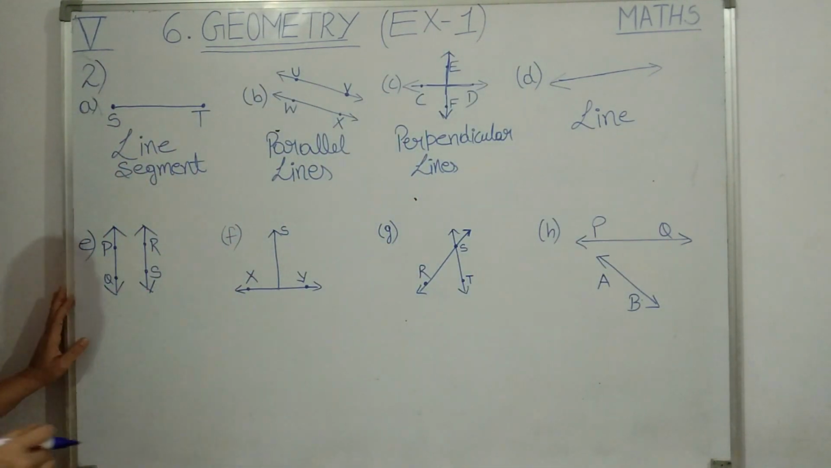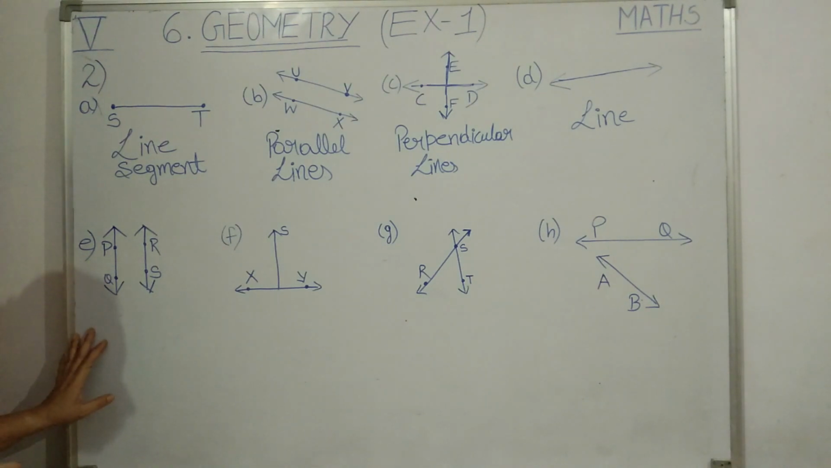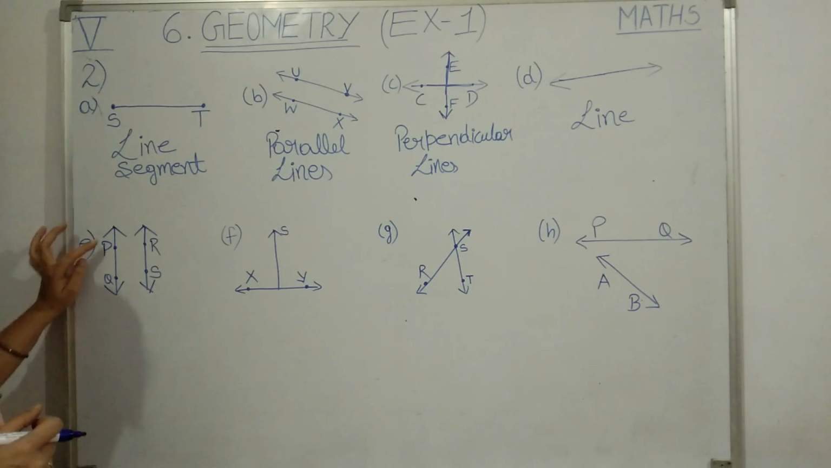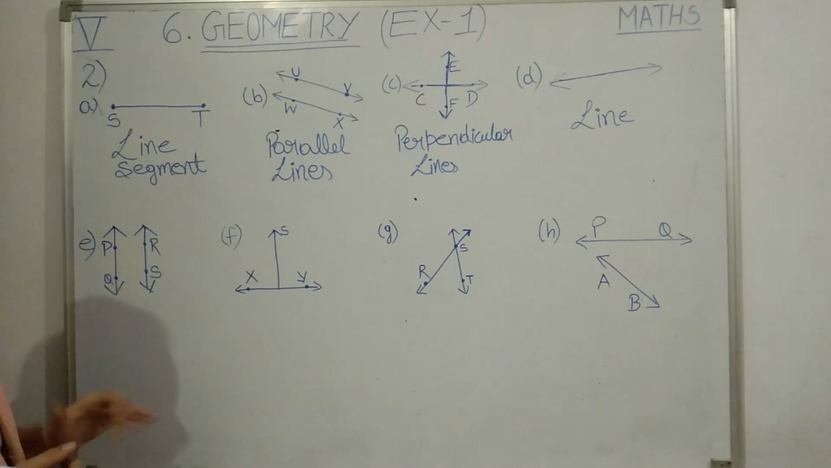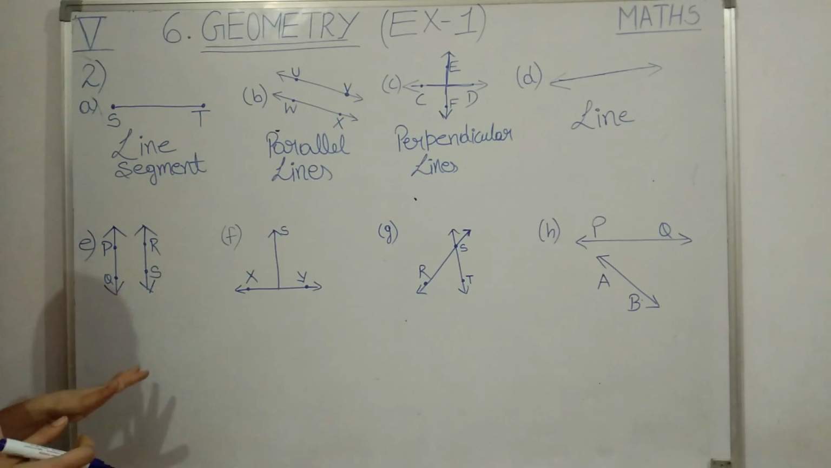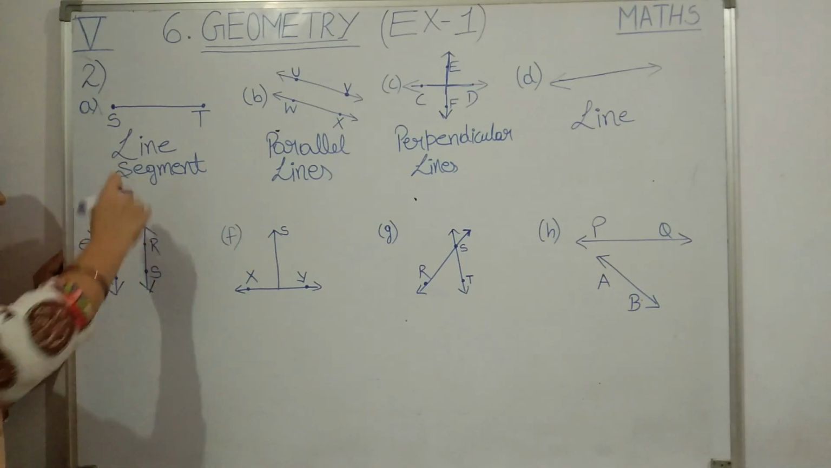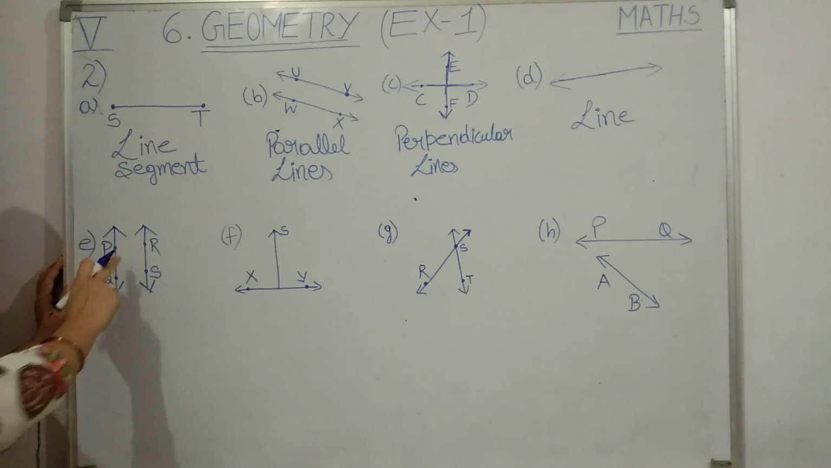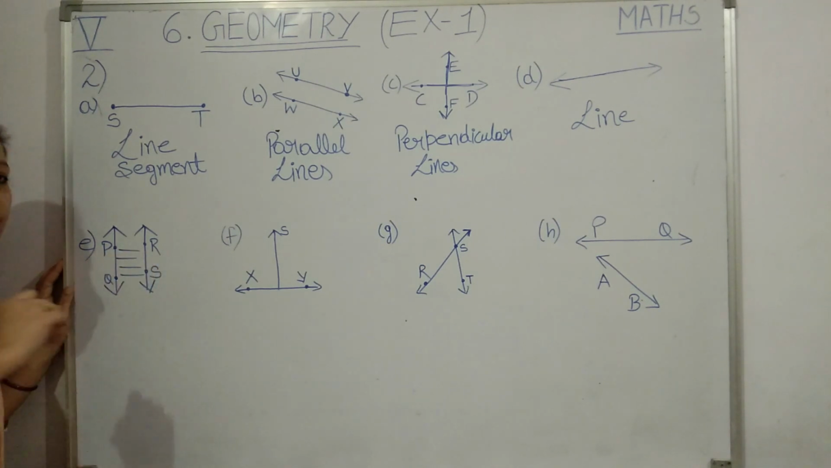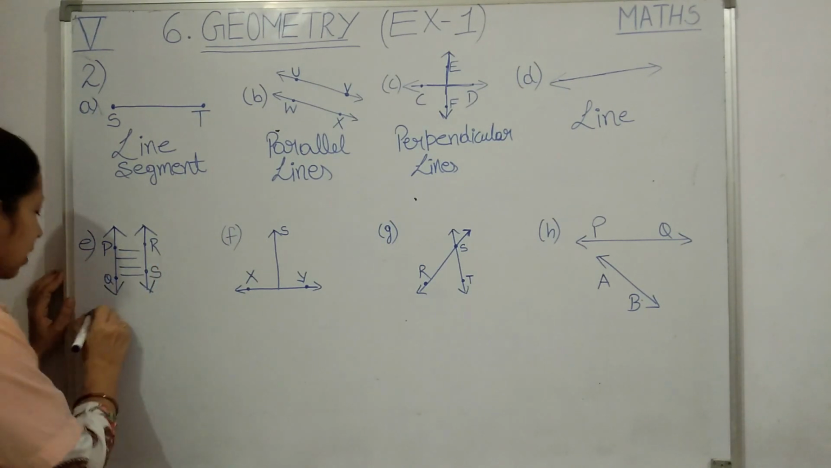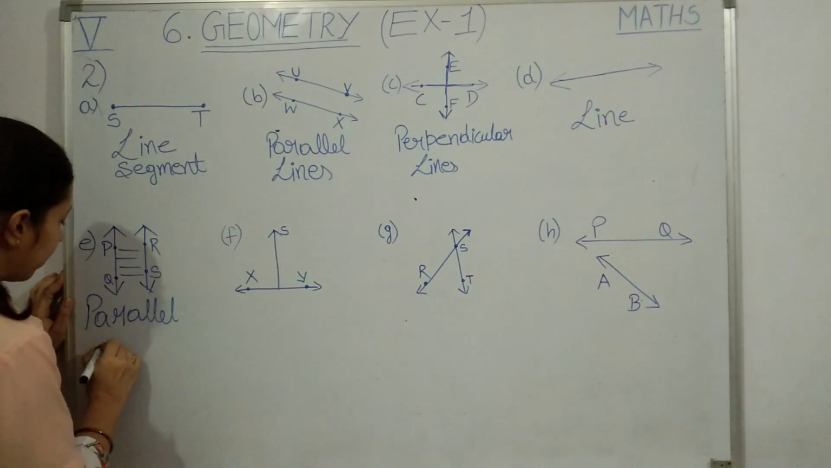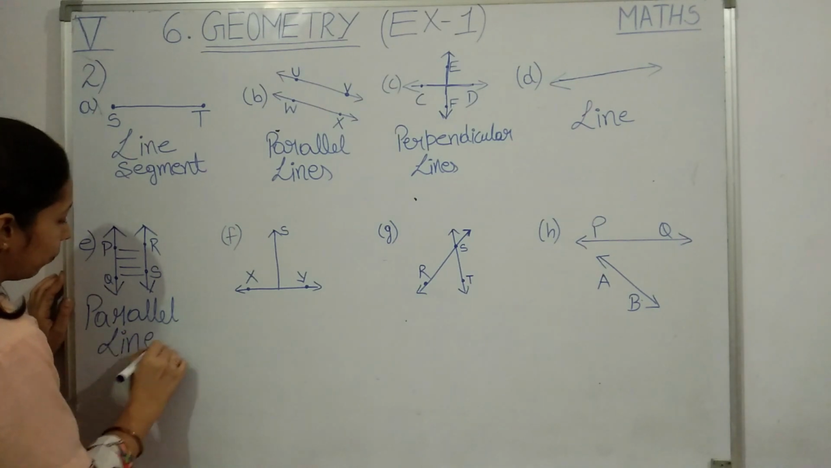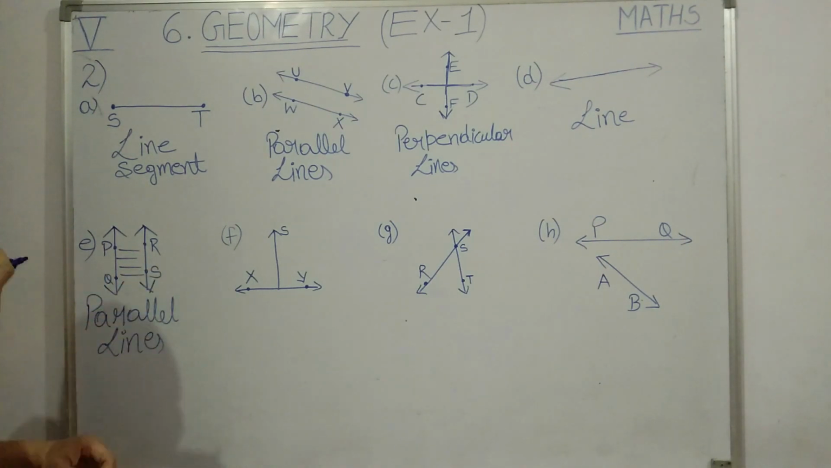Okay, now let us see point number E. Again two lines are given. Can you name the lines, students? What is the name of these two given lines? This line is PQ and this line is RS. Line PQ and line RS. Which type of lines are these? You can see that again they are going straight ways. They are never going to meet each other, and the distance between them is again equal. So these lines are known as again parallel lines. Okay, parallel lines. Clear?